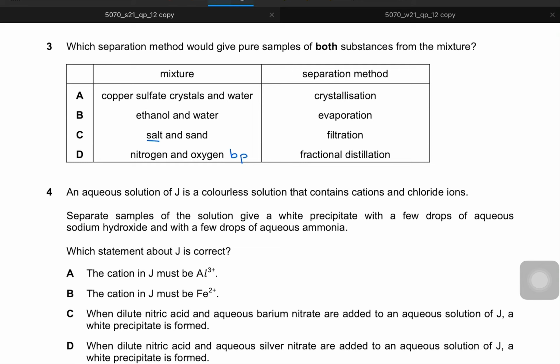You're losing water in crystallization by evaporation. You're losing the water in evaporation, obviously by the same method. Nitrogen and oxygen can be both collected one by one through fractional distillation.